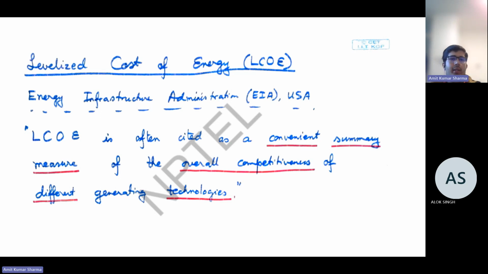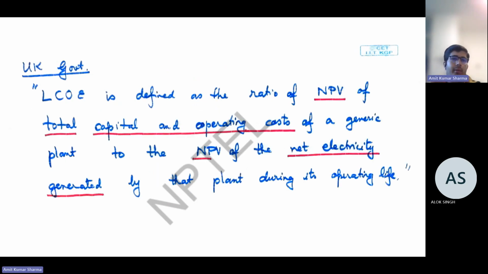So there is a definition from EIA USA. The LCOE is often cited as a convenient summary measure of the overall competitiveness of different generating technologies. Another, from the UK government, defines LCOE as the ratio of the NPV of total capital and operating cost of a generic plant to the NPV of the net electricity generated by that plant during its operating life.